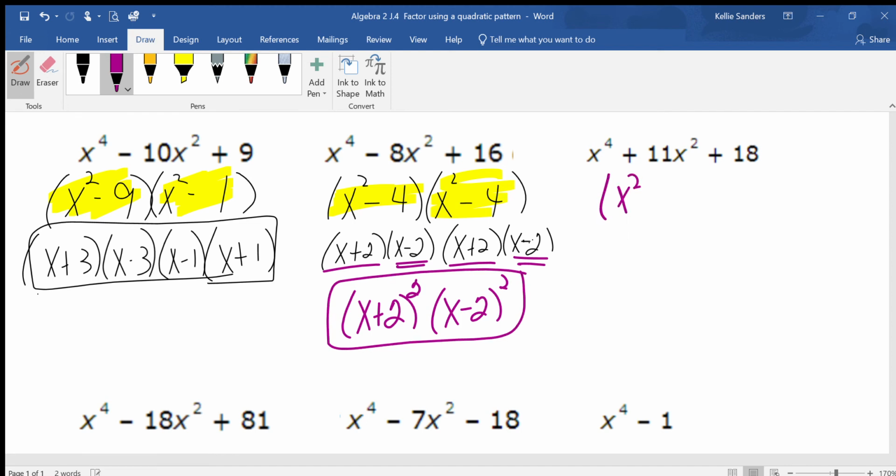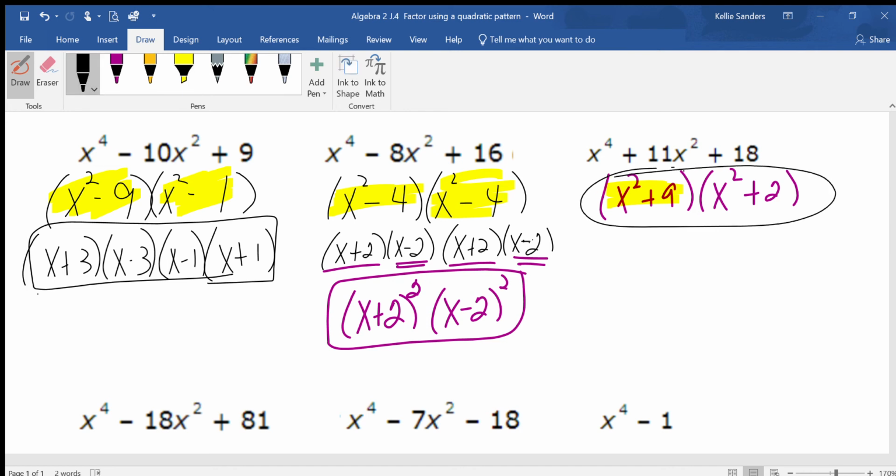Okay, x squared plus 9 and plus 2. Is this the difference of squares? Oh, you see an x squared and a 9, right? But what's between them? A plus sign. So because of that, it's not a difference of squares, and that would be your answer.